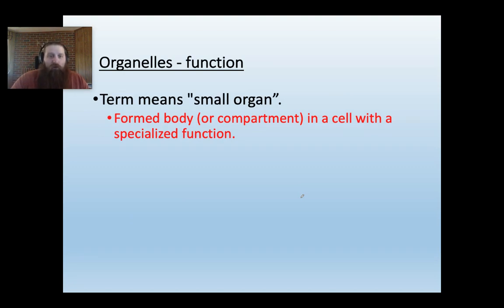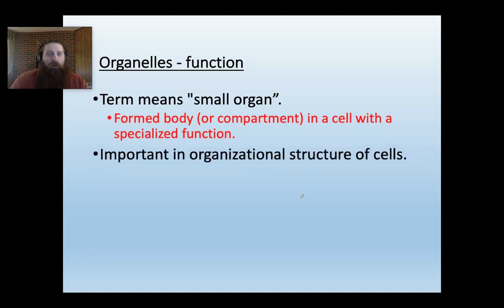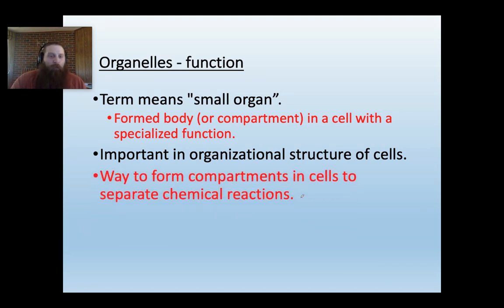Now, the organelles themselves, all right, are pretty important. Number one, the term means small organ. Okay, it's a little body, a little compartment, and it's sealed off from the rest of the cytoplasm. It's sealed by its own membrane. It's the exact same kind of membrane. It's important as far as organizing the structure of the cell. So, you know, when we're trying to figure out where things are, we look for these organelles. It kind of helps us figure out where things are happening.